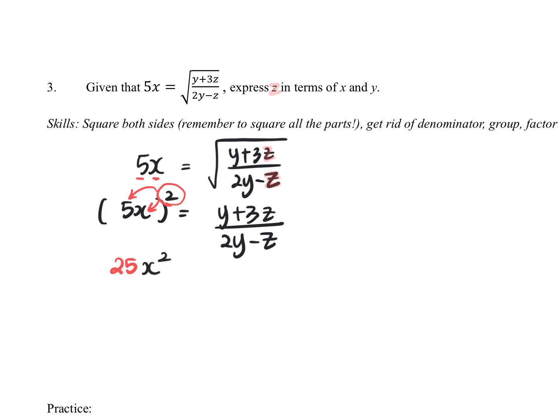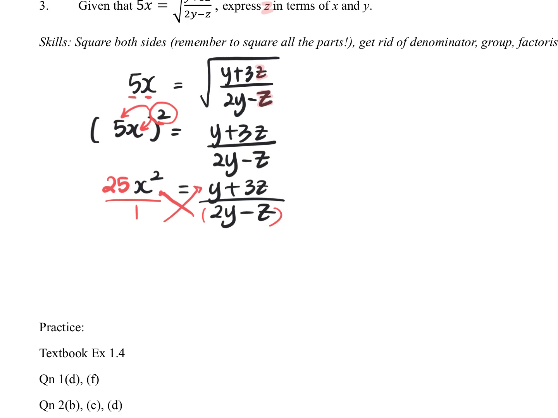They will square the x, but they've forgotten that they need to square the number 5 as well. So please remember, the number 5 also needs to be squared. Okay, then we will have our fraction over here. Now once we have our fraction, the first thing that we do is to get rid of the denominator. So now I put it over 1, I'll cross multiply away the whole denominator here.